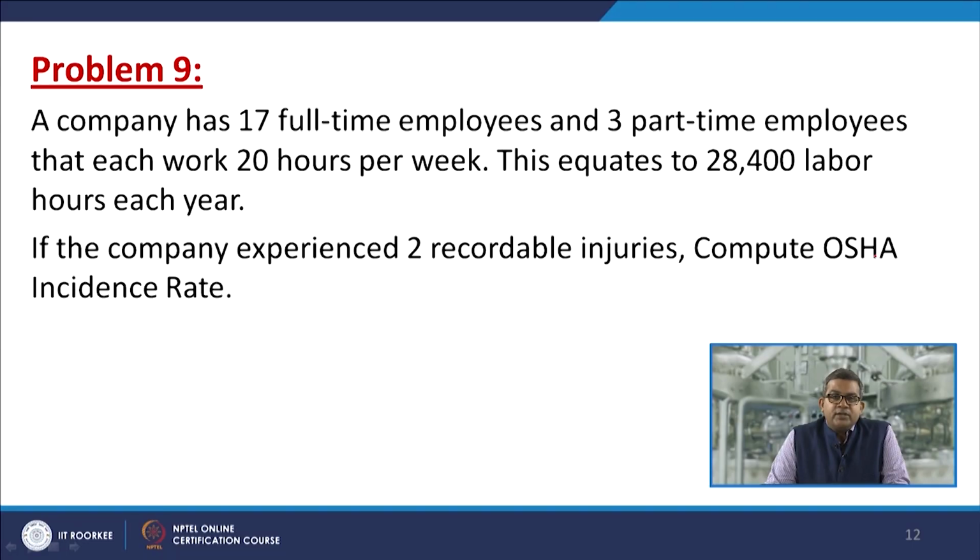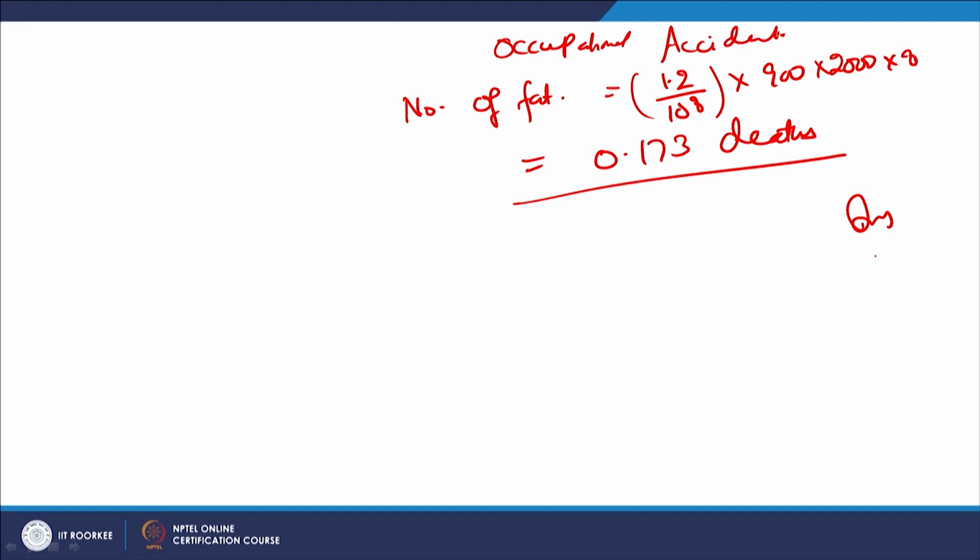Now, let us look at the next problem: a company has 17 full-time employees and 3 part-time employees that each work 20 hours per week. So, this equates to 28,400 labor hours each year. If the company experiences 2 recordable injuries, then you need to calculate the OIR, or OSHA incidence rate. Let us see what OIR says.